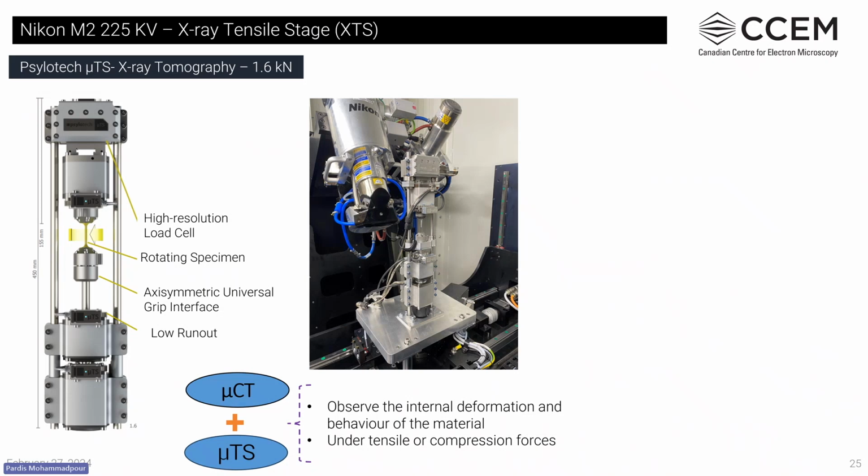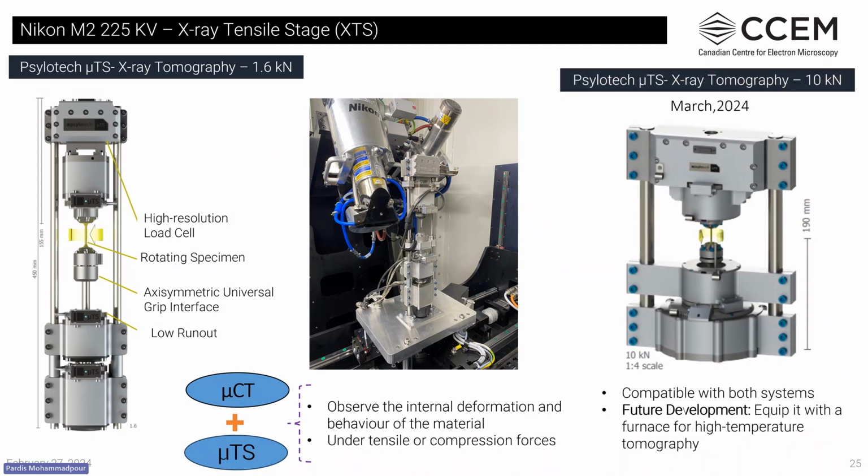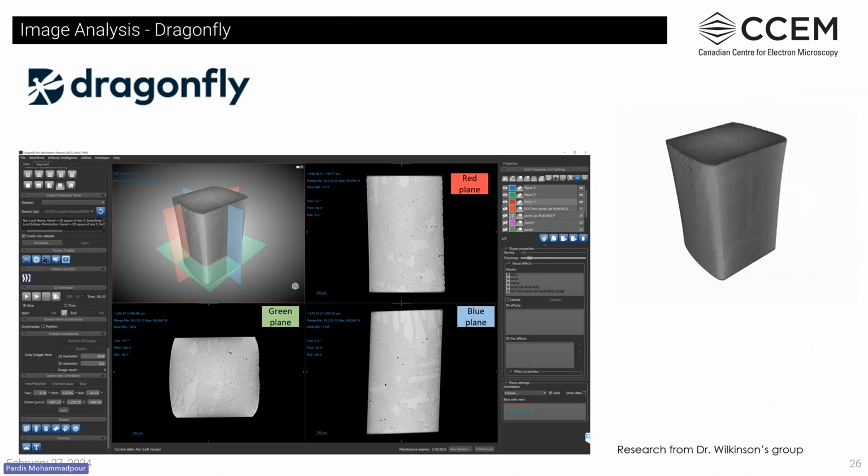We will install another micro tensile stage with a higher load capacity, up to 10 kilonewton, in March 2024. This new stage is shorter and can be fit in both systems. The next development in our in situ mechanical testing setup would be to equip the tensile stage with a furnace to be able to do high temperature mechanical testing and tomography.